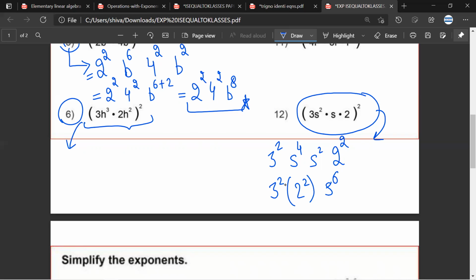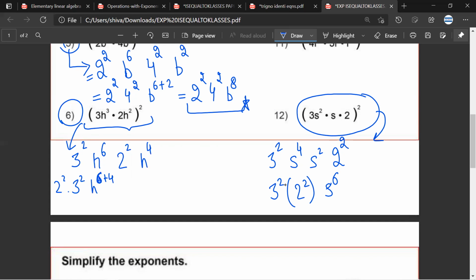Sixth question. So 3 raised to power 2, h raised to power 6, 2 raised to power 1, h raised to power 4. After this, we can combine h, then it should be 3 raised to power 2 multiplied by h raised to power 10 multiplied by 2 raised to power 2.